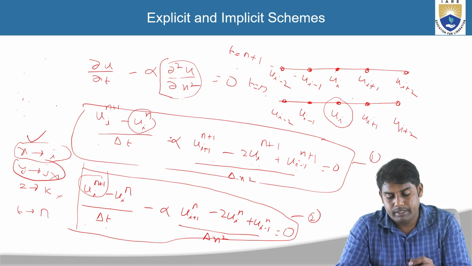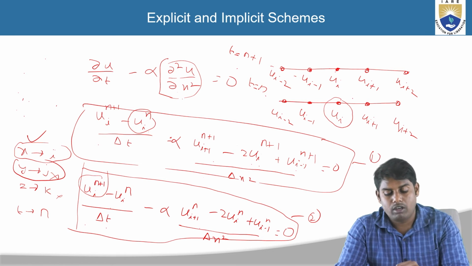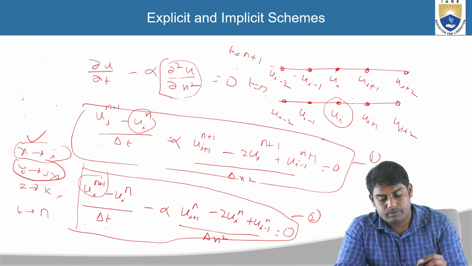So here you can see what terms it is involving with the diagram. You have I minus 1 to the power of n plus 1. So these three.